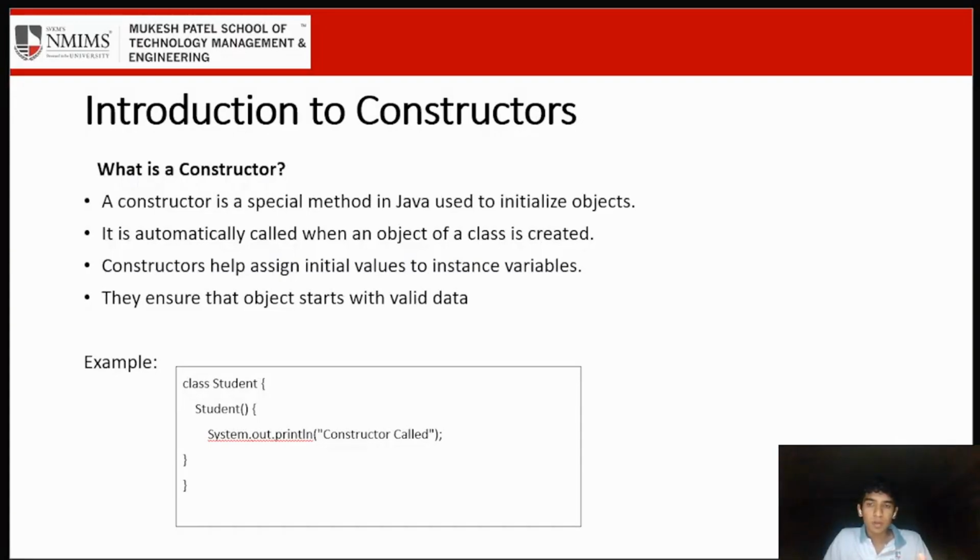I'll explain with an example here. Class Student. Here the student object is created and the constructor runs automatically and prints the message "constructor called", which is System.out.println("constructor called"). This shows how a constructor executes during object creation.